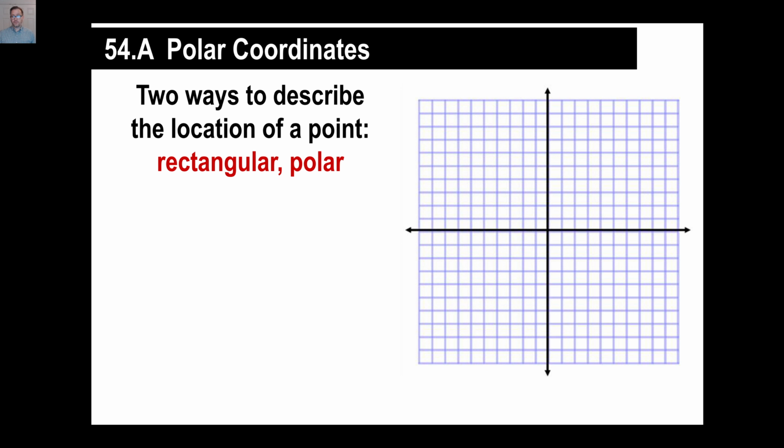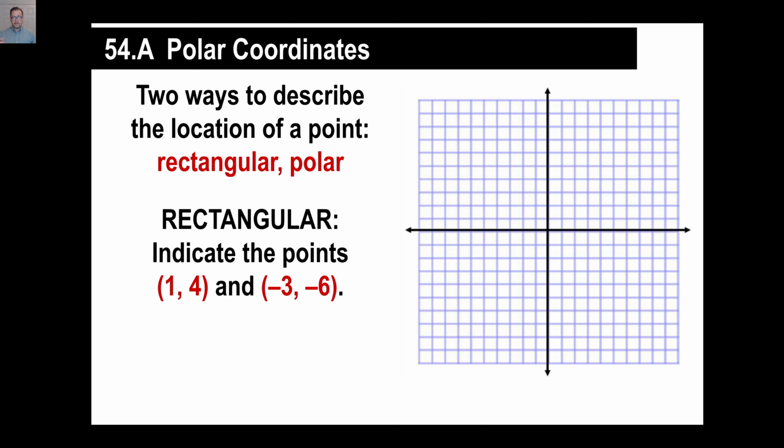The first type we've done is rectangular. In other words, we've done this kind of thing. Indicate the points (1, 4) and (-3, -6). Well, at that point, you just go, okay, 1, 4, you go 1 over, and then 1, 2, 3, 4, and there's your point, okay? Or you go -3, -6, okay? You go -3, and then 1, 2, 3, 4, 5, 6, and there you go. In other words, you're sitting from this origin, okay?